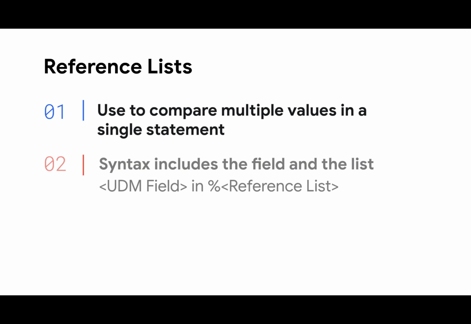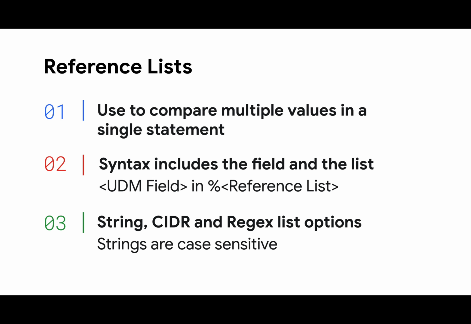During our demonstration, we highlighted how we can use string reference lists to easily find multiple values within a field without writing a large OR statement. The syntax for this is the UDM field name followed by in, a %, and the list name. This syntax can also be used in search, and these reference lists can be reused in multiple rules, making them nice and portable. While we only covered the string reference list today, there are additional CIDR and regex options that we will explore in future videos that provide additional flexibility depending upon the detection rule.